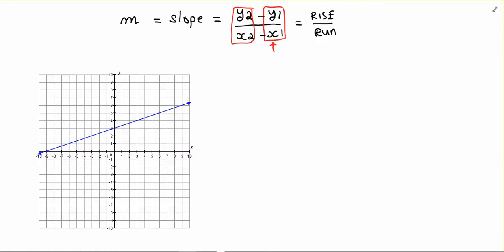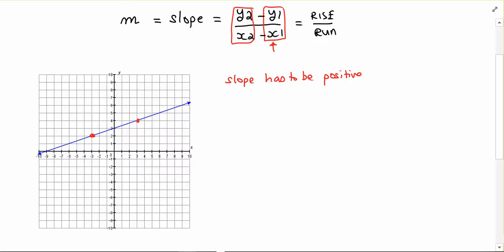So here we have a picture. We know when we look at that picture, the slope has to be positive, right? So by observation, we know the slope has to be positive. And we can figure this out by counting blocks, right?